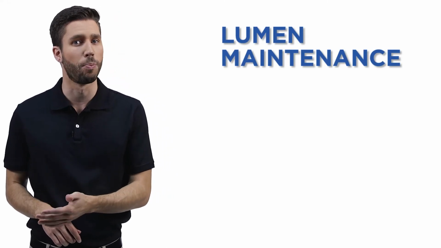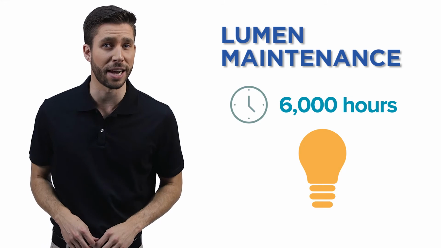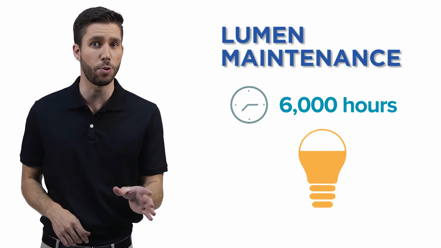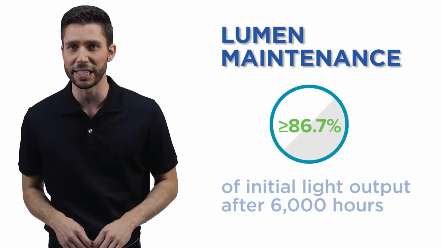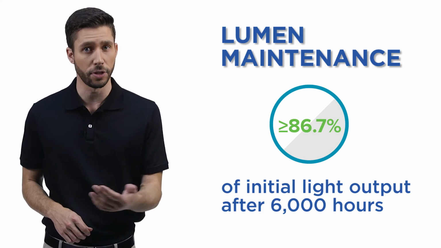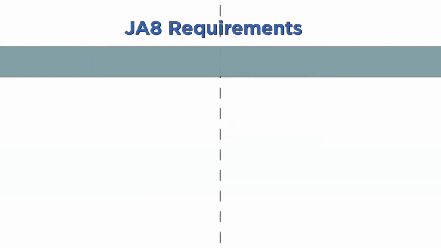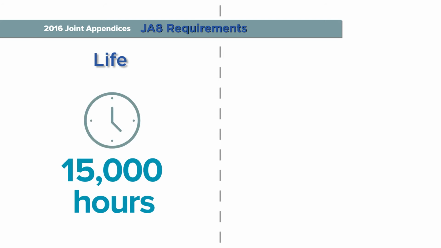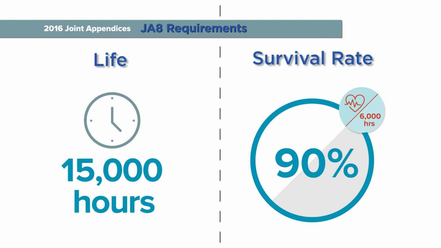Lumen maintenance refers to the percentage of initial light output still being emitted after a 6,000-hour runtime test. To ensure longevity of light sources, the lumen maintenance must be equal to or greater than 86.7% of the initial output after 6,000 hours of use. Additionally, light sources must have a minimum rated lifetime of 15,000 hours. Survival rate requirements also state that 90% of tested units shall be operational at the completion of a 6,000-hour life test. These requirements prevent homeowners from getting subpar products that may be prone to early failure.